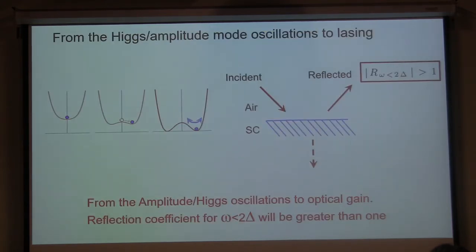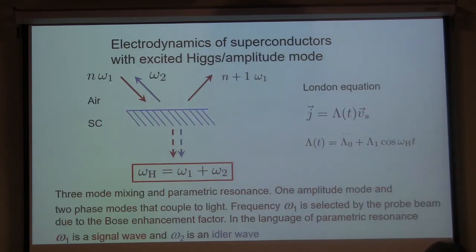Okay, and now what I want to do is connect this picture. Just an idea that if we suddenly change the Mexican hat, we get the dynamics of the order parameter, which is oscillating, to this very unusual optical response when we can get a reflection coefficient of light greater than 1. Right? So where does this come from? So I want to show you that actually this optical gain, which we saw from experiments, is naturally connected to the Higgs oscillation. So actually the basic idea is very easy to explain.